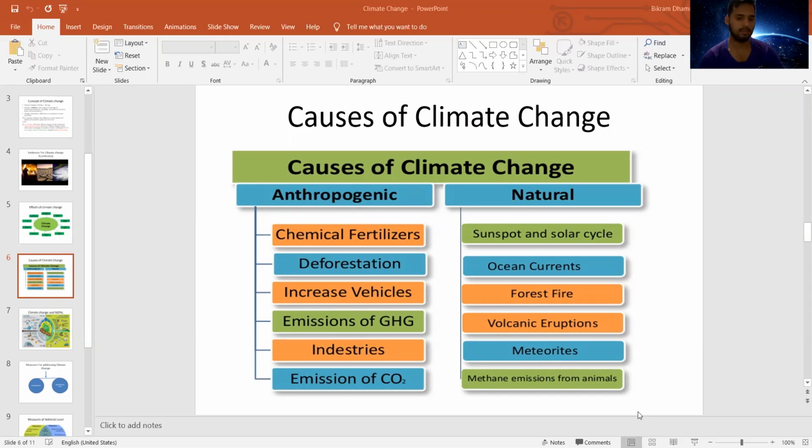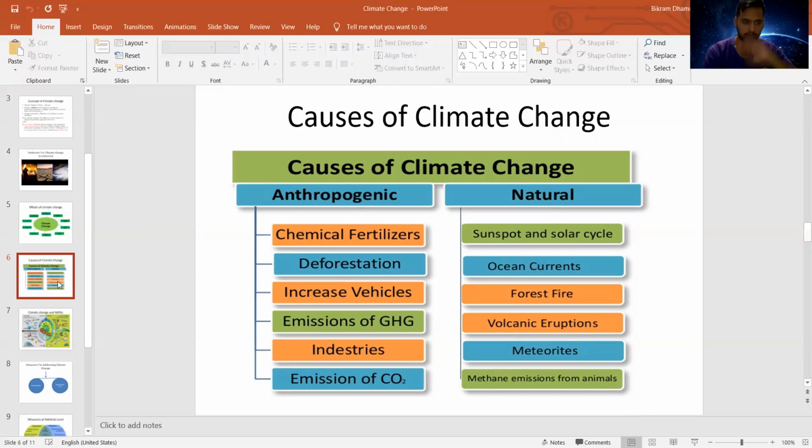Next one is emissions of greenhouse gases. Greenhouse gases are those gases that cause the greenhouse effect, which is responsible for increasing the temperature of the earth, and ultimately they cause climate change. Now I am moving into natural causes. The first one is solar cycle.